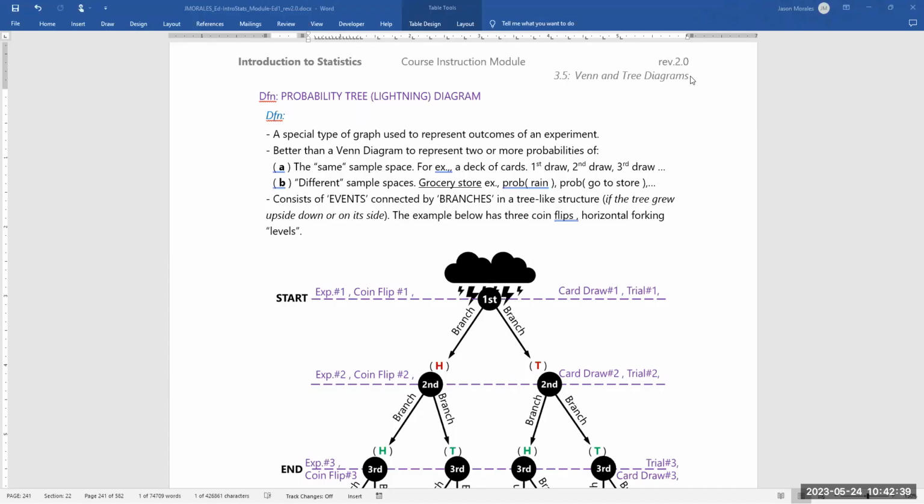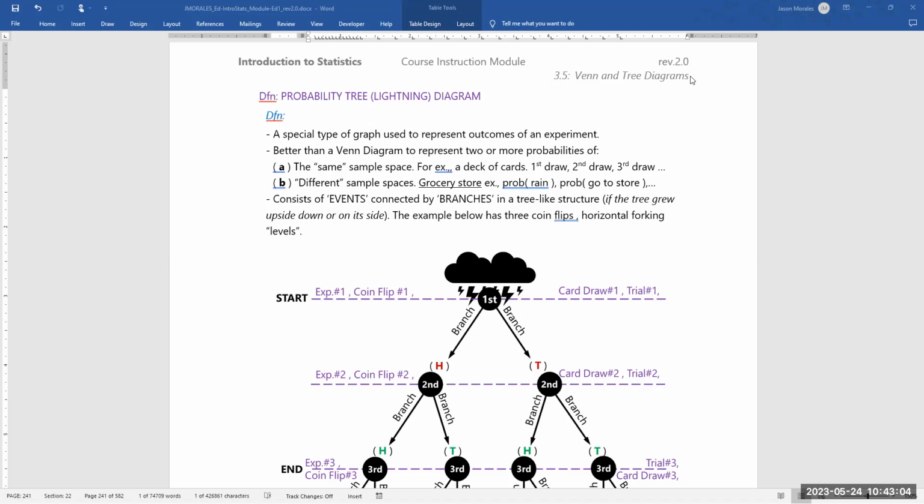And now we're going to look at the definition of a probability tree diagram. A probability tree diagram is a special type of graph that's used to represent outcomes of an experiment. A probability tree diagram is better than a Venn diagram to represent two or more probabilities of either the same sample space or different sample spaces.